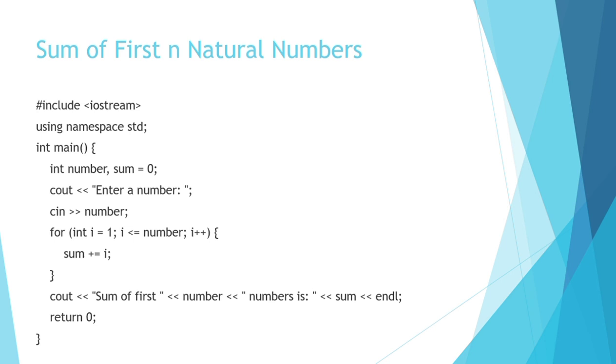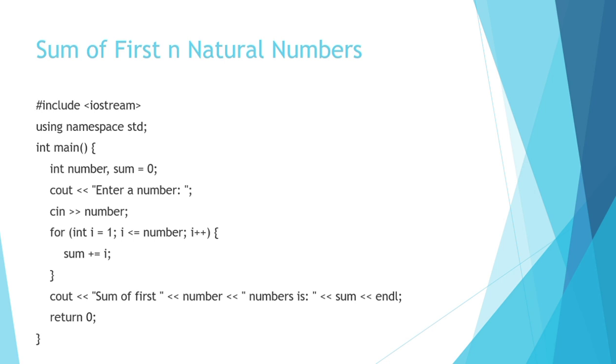In each iteration, the current value of i is added to the sum variable. This is the core of the program, where the sum of numbers from 1 to number is being calculated. cout << "Sum of first " << number << " numbers is " << sum << endl. After the loop completes, after the sum has been calculated, the program prints the result.